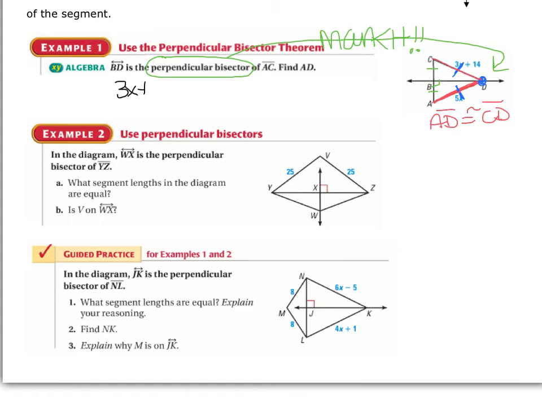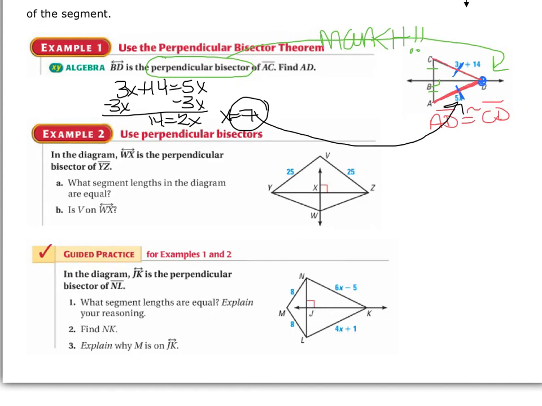So you're just going to put 3x plus 14 equals 5x, and you're going to solve. Remember, if it's by itself, you don't move it. So we're going to subtract 3x. So we have 14 is equal to 2x. Our x is 7. The question again said find the length of AD, so we have to use that 7 and plug it back in over here for AD. 5 times 7, 35. That's using the perpendicular bisector theorem.